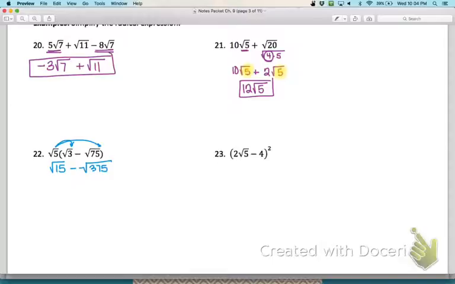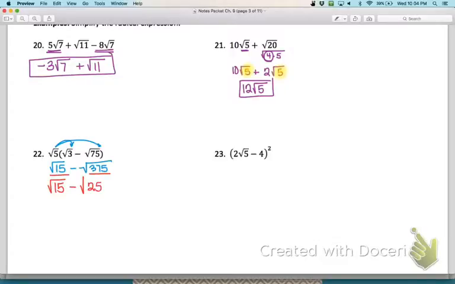So I need to see if I can simplify these to see if I can combine any like terms. There's no perfect squares in 15, so that's not going to work. But for the square root of 375, you're going to have to try quite a few numbers. A good clue is that if the number ends in 5, you're probably going to divide it by something that ends in a 5. And I've already played around with this, and the one that I found was 25.